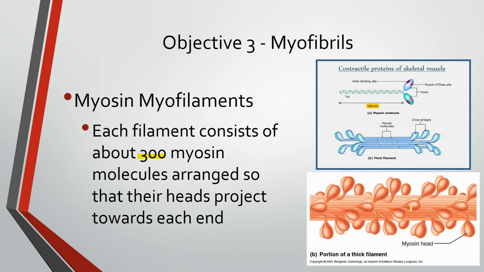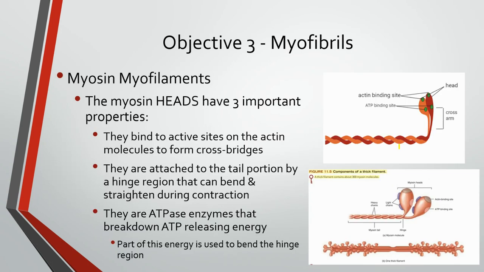So you can see that there's a whole bunch of those little golf club shaped structures all put together, and their heads project towards each end. So you've got some going this way and you've got some on this end. And so all together that makes a really thick type of filament. So your actin were your thin filaments and your myosin are your thick filaments.